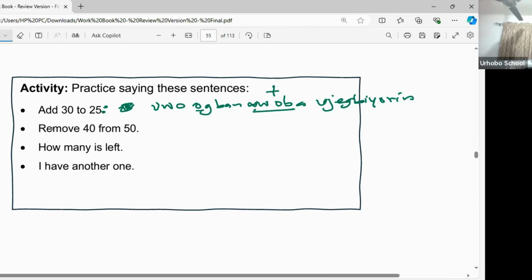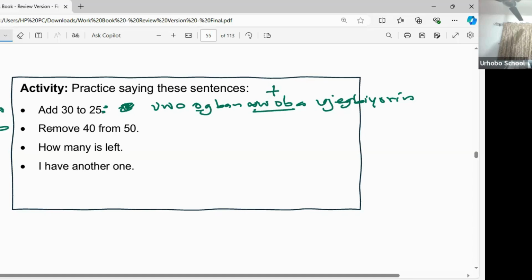So if I say that, what will be the answer? What will be the answer? Be on it, good. So this is add, and then remove is siono.